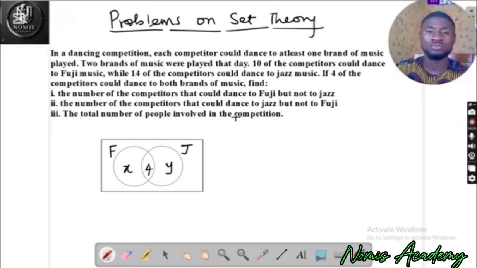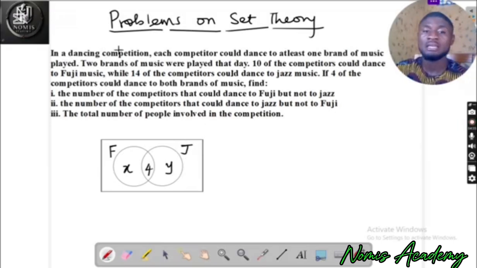Now let's get into finding out the value of x, the value of y, and the total number of people involved in the competition, because that's the question. The question says the number of the competitors that could dance to Fuji but not to jazz, so that is the x value. And the number of the competitors that could dance to jazz but not to Fuji, that is the y value. So let's get into it. Let's read the question again and then begin to find our answers.